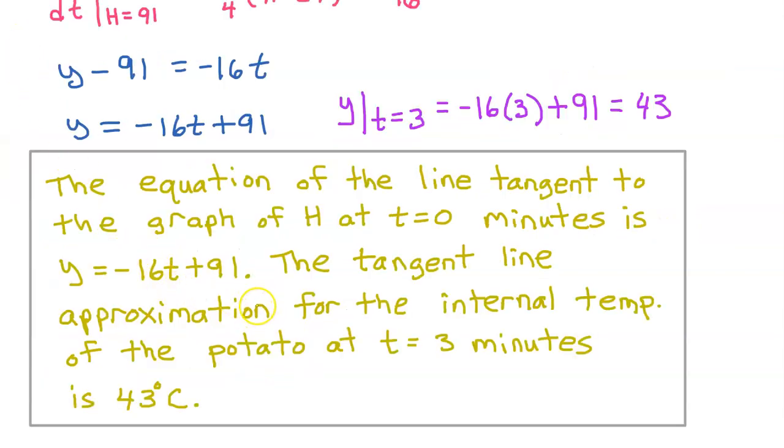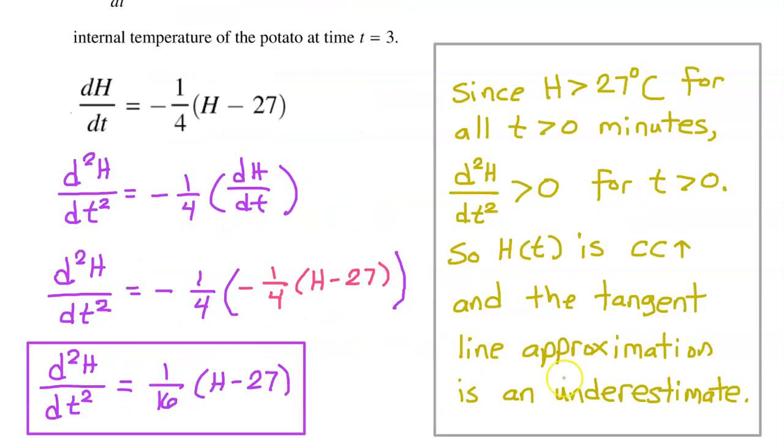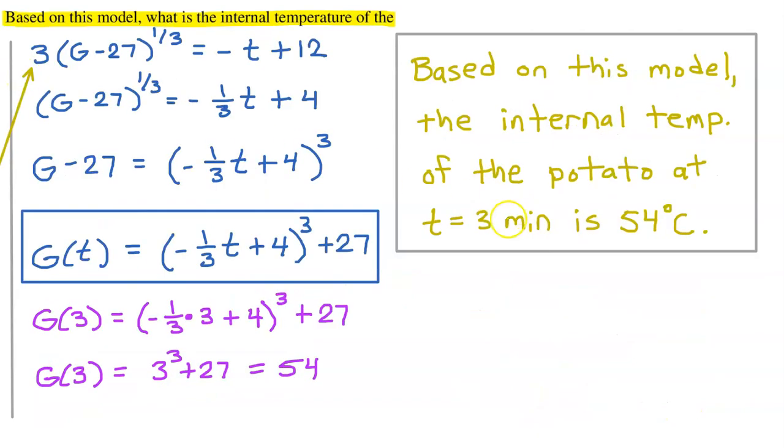Just for fun, let's link our answer to part C back to our answers from parts A and B. In part A, we used a tangent line approximation to estimate that the internal temperature of the potato at time t equals 3 minutes would be 43 degrees Celsius. Then in part B, we decided that this tangent line approximation would be an underestimate. Then in part C, we found out that the actual temperature of the potato at time t equals 3 minutes is 54 degrees Celsius. So our estimate of 43 degrees was an underestimate, just like we thought.